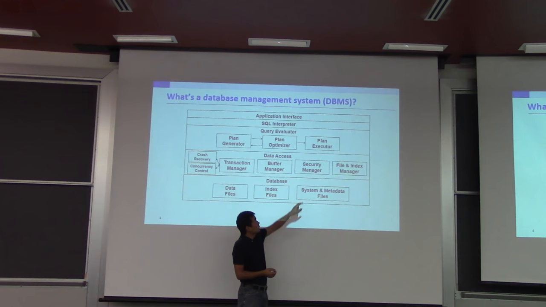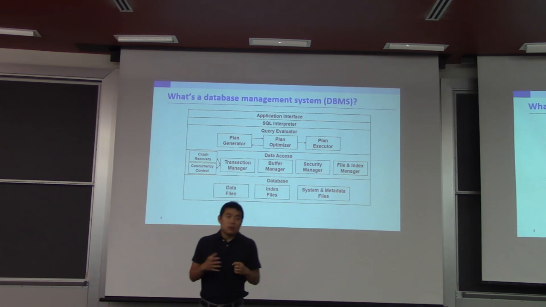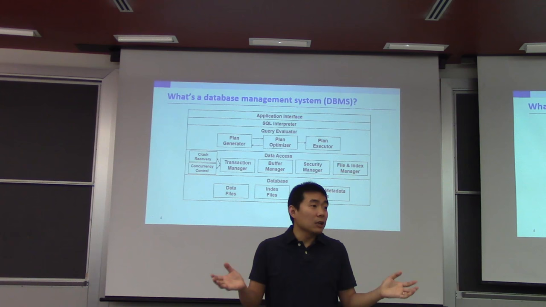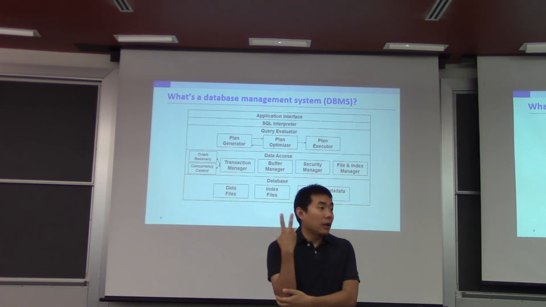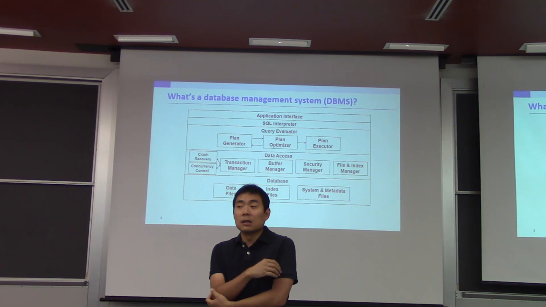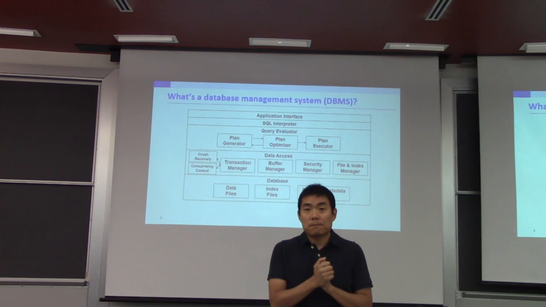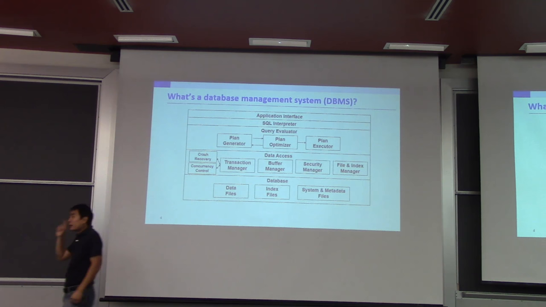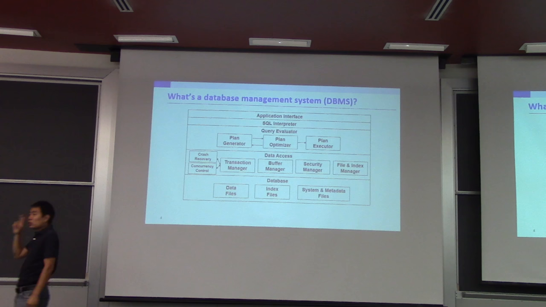This is really designed for supporting concurrent user access to the same database. Because in most cases, your database system does not have a single user. Oftentimes, it has multiple users. For example, for Amazon.com, the database behind it needs to support millions of users' concurrent access. Right? So that's taken care of by the transaction manager. And the transaction manager relies on two particular modules to make it work. One is called crash recovery, the other is called concurrency control.